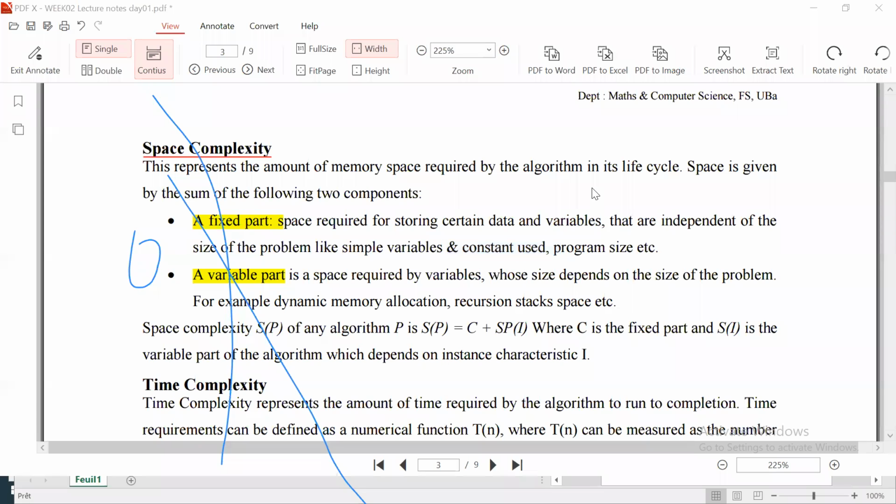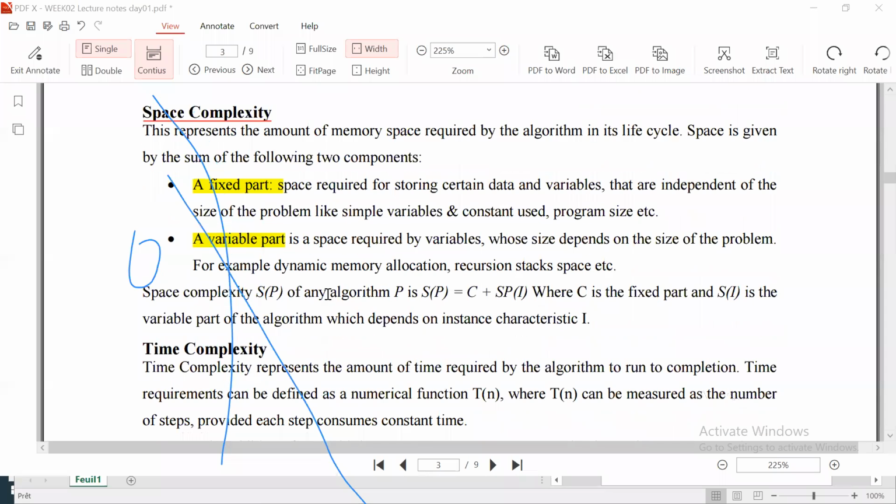So pi will always be 22/7, no matter what happens. Okay, so this is a fixed part. Now for the variable part, you have some variables that are going to change as the algorithm is being executed. The content of these variables is going to change. So this is the variable part of the algorithm. And for you to have the space complexity, you take that constant or fixed part plus the variable part of the algorithm. That will give you the space complexity of the algorithm.